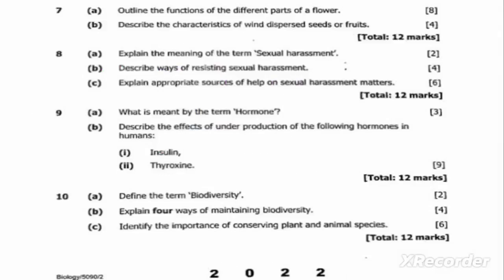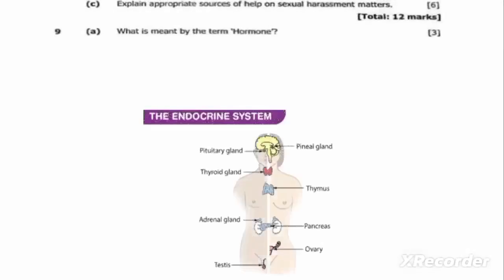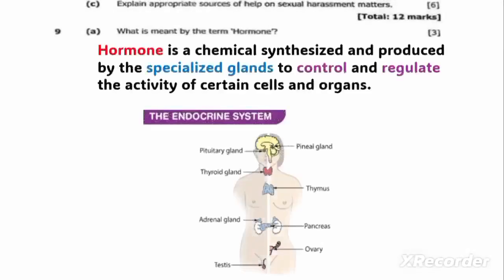We shift to question 9. Question 9, what is meant by the term hormone? A hormone is a chemical synthesized and produced by specialized glands to control and regulate the activity of certain cells and organs.